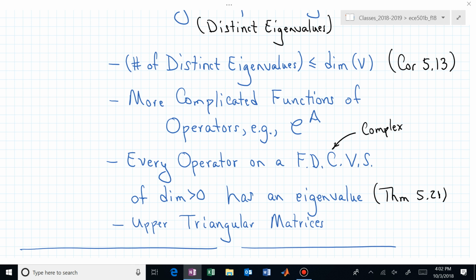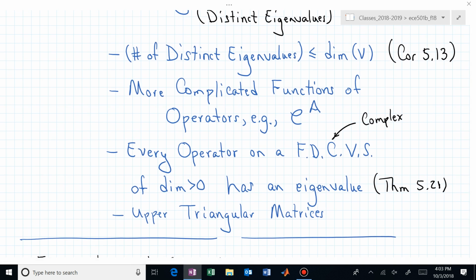Then we will start looking at how we can build more complicated functions of operators, and in particular this operator that sees quite a bit of use, and that's the matrix exponential. What does it look like to take the exponential of a matrix? That's e to the A. And then we'll look at Theorem 5.21, which now guarantees that we have an eigenvalue.